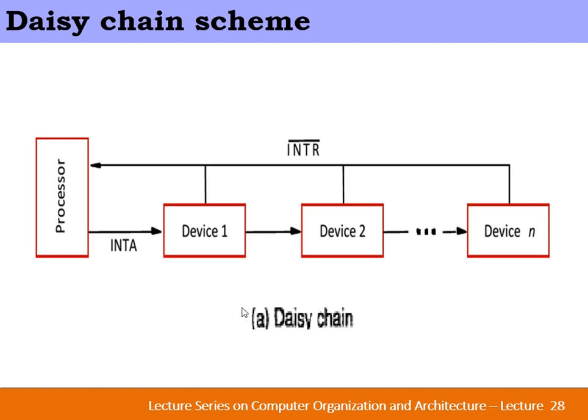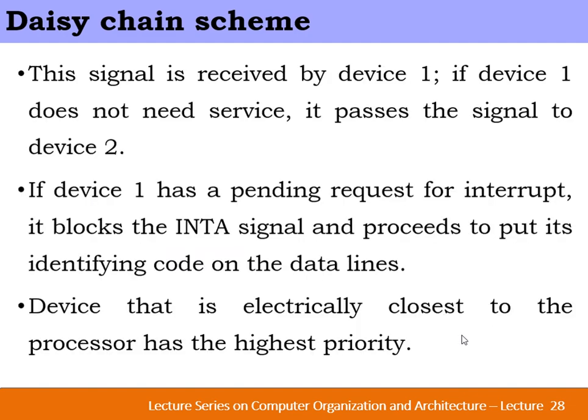So here in the figure you can see the interrupt acknowledgement line. It is connected from the processor to device 1, and later it is passed to device 2, and similarly it is passed to device n. So now the signal, that is the interrupt acknowledgement signal, will be received by the first device. If the first device does not need a service, then that acknowledgement can be passed to the second device.